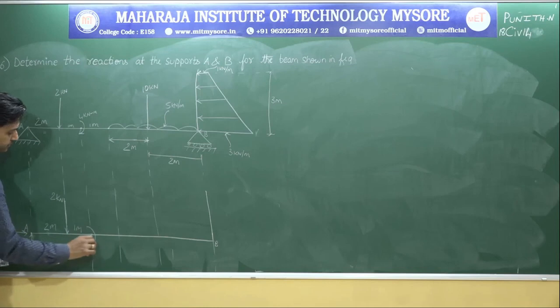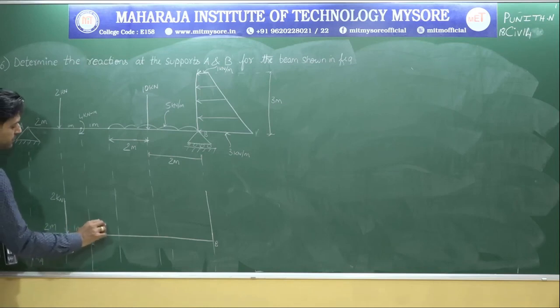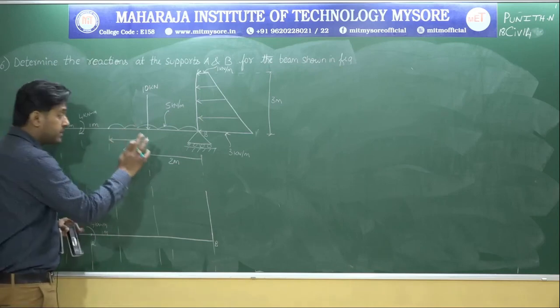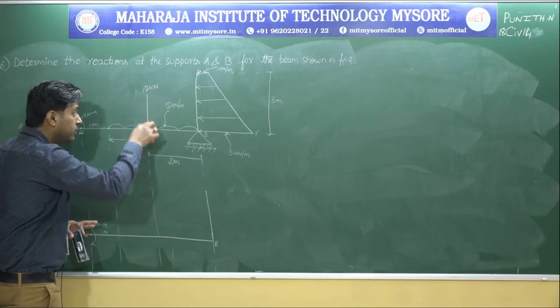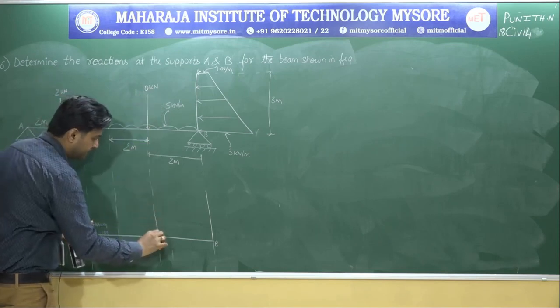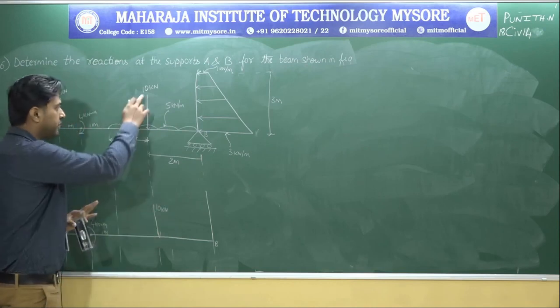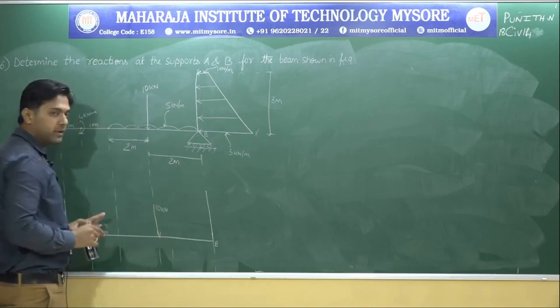So now, this is 4 kilonewton meter. This is 1 meter span. Now, please remember there is already a 10 kilonewton point load. First, let me mark that. It's already a 10 kilonewton point load. Now, forget about the point load. Let me concentrate on the UDL.